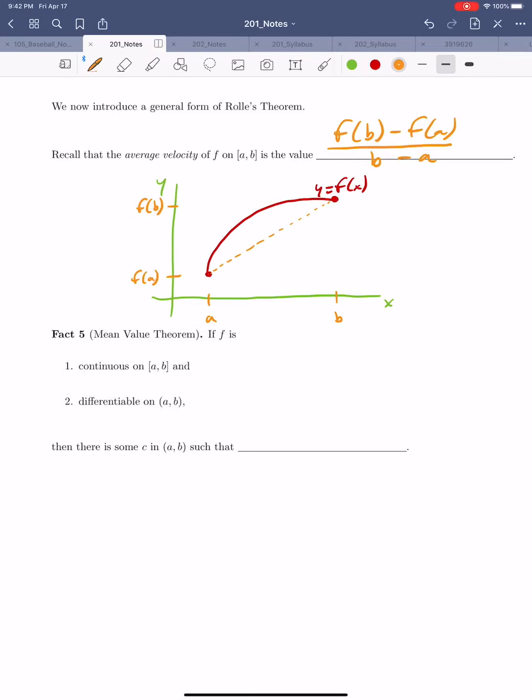Now remember, the secant line of f on a to b has slope equal to the rise over the run, f of b minus f of a all over b minus a.